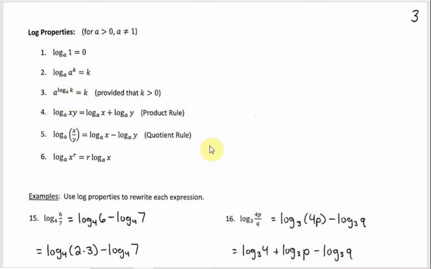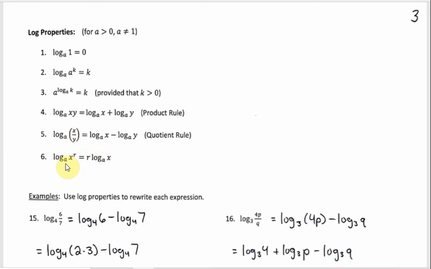In effect, they're shortcuts, but they're very, very valuable ones. If you have the log of a product, then you can break that up into the sum of individual logs, or vice versa. If you have some big long expression and you want to shrink it down, then you would be going right to left instead of left to right. Same thing with number 5. What if you have a quotient? If you have a log of a quotient, you can write that as the difference of two logs. That also ends up being helpful in both directions, sometimes going left to right, sometimes right to left.